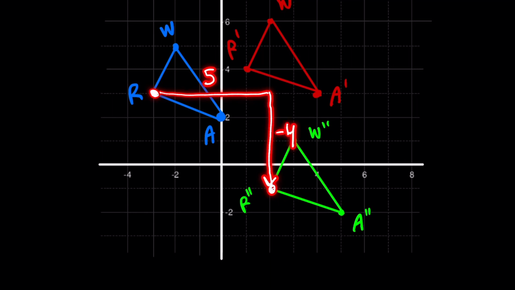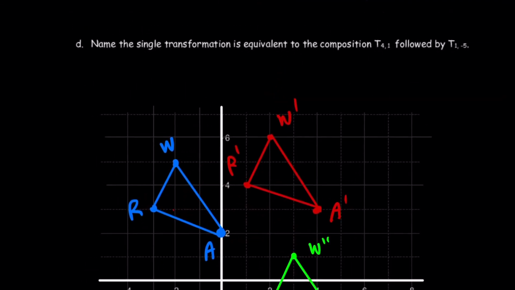So remember, when you go down, that's a negative. So this will be a translation of 5, negative 4. That will be the answer.